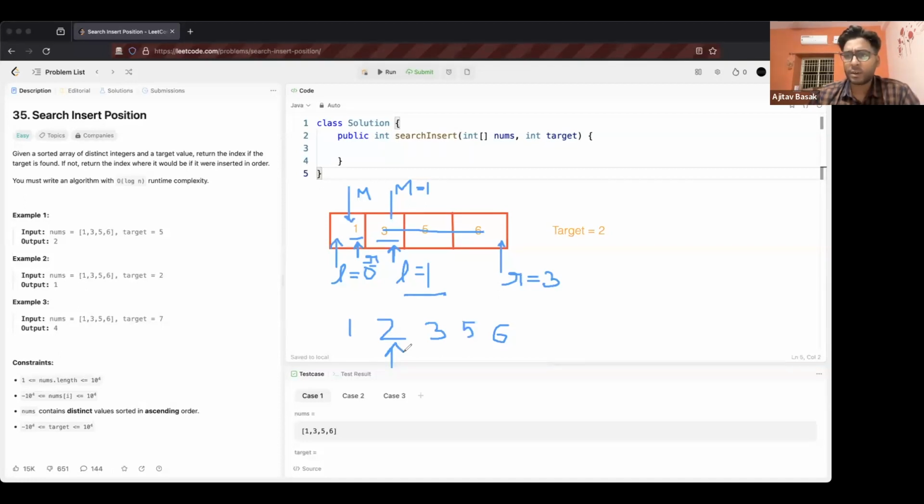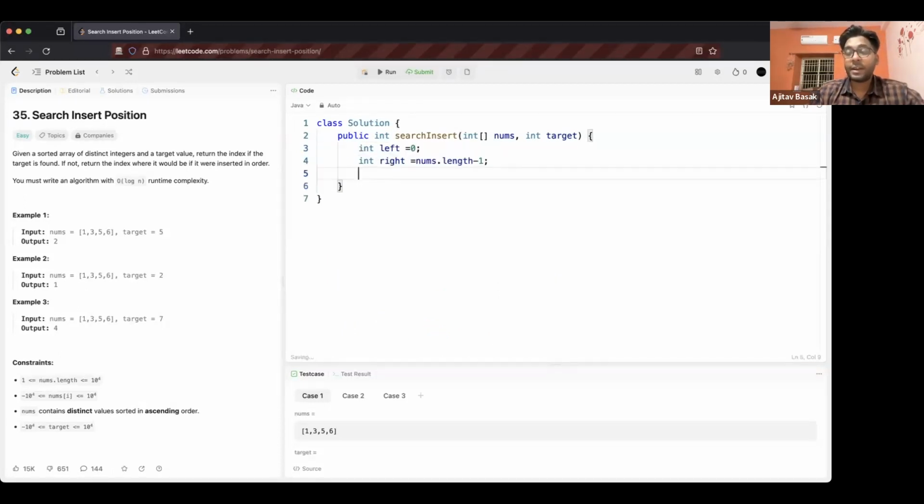So let's code this out. The first thing is writing down the left and right. For the loop, we will continue till my left is less than or equal to right. First thing that we do inside the loop is find the mid.